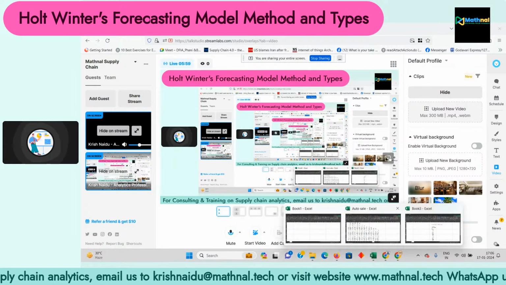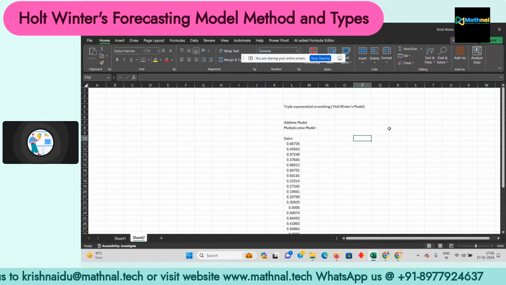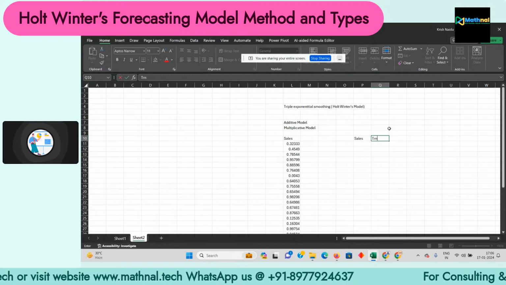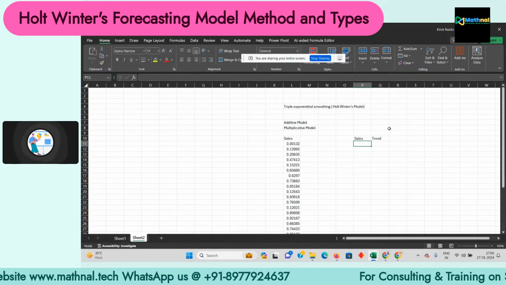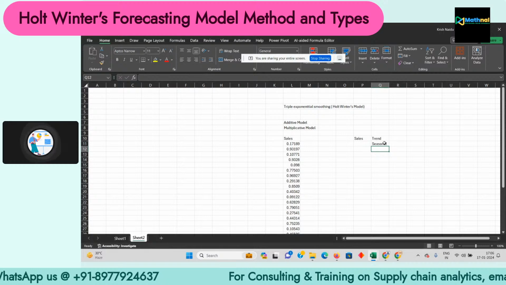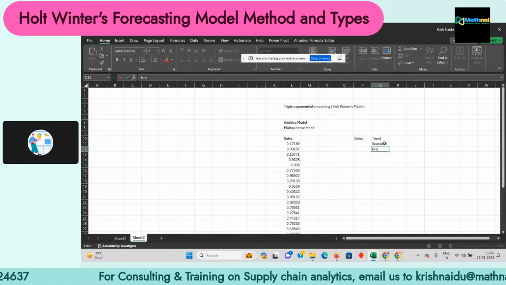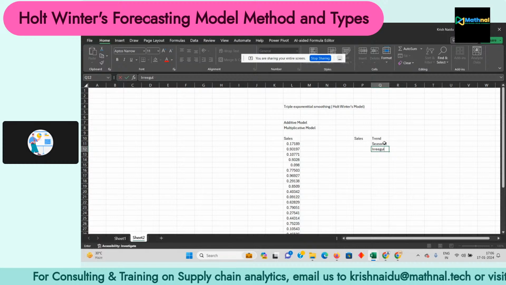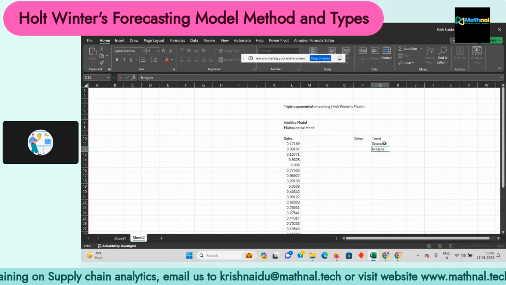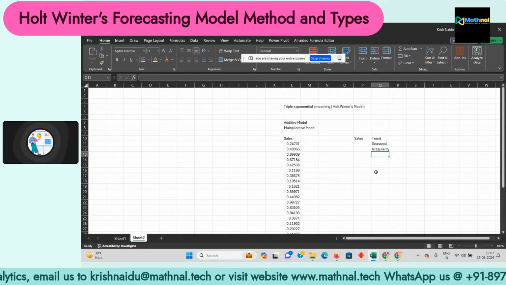So let's go back to the content. We have a sales data, and we say that the sales data is made up of some patterns. It could be a trend pattern, it could be a seasonal pattern, and it could be some kind of irregularity. So we see there are three kinds of patterns, which are trend, seasonal, and irregularity.